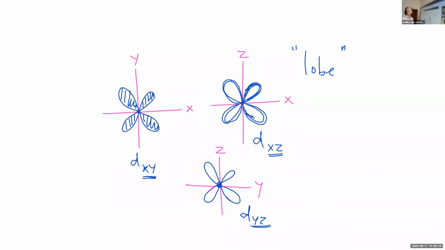These are double dumbbells, and these are between the axes. I repeat, these are between the axes. Two dumbbells between the axes.